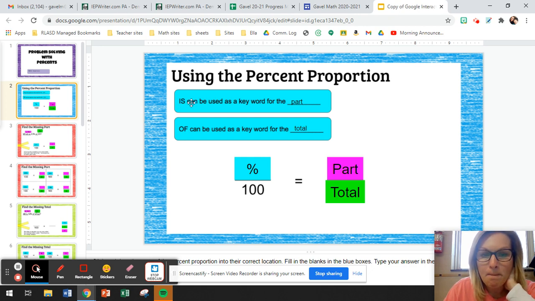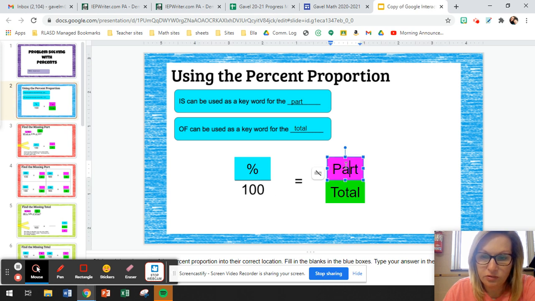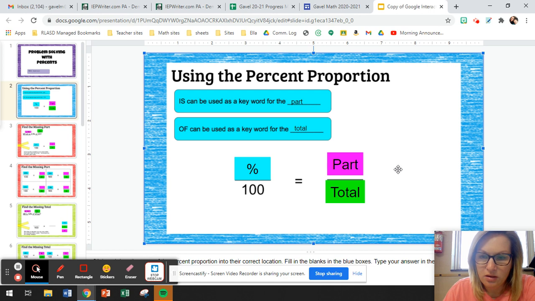The word is can be used as it also represents the word part. And this will make sense in a minute. And then of can be used for the total. So your percent always goes over your 100. Your part always goes over your total. To move these, you just click on them. Wait till you get the little four-way there, and then you move it. Okay, because they were originally over here.